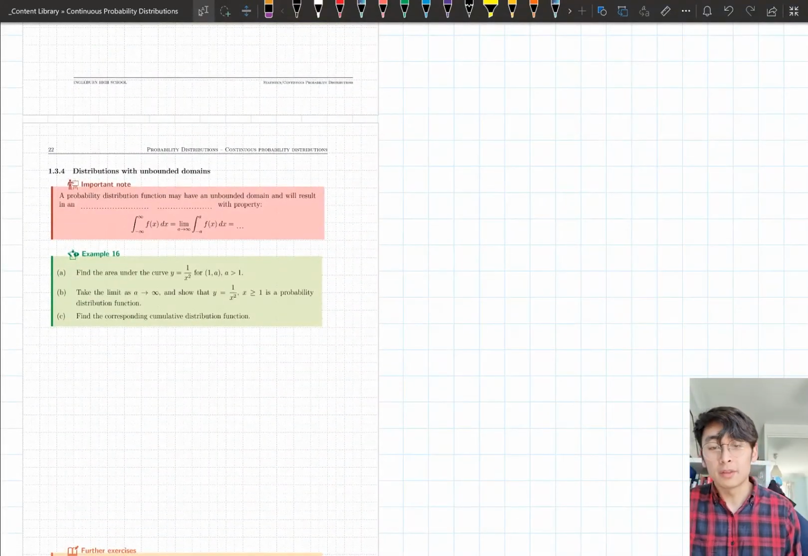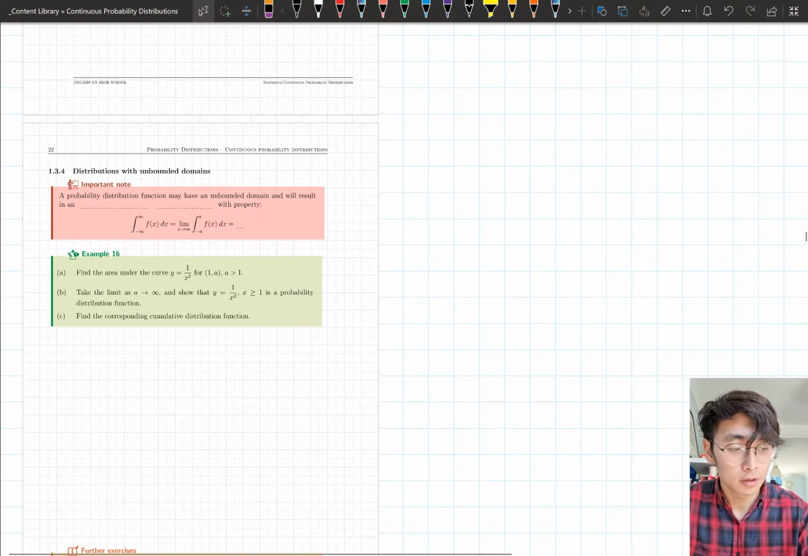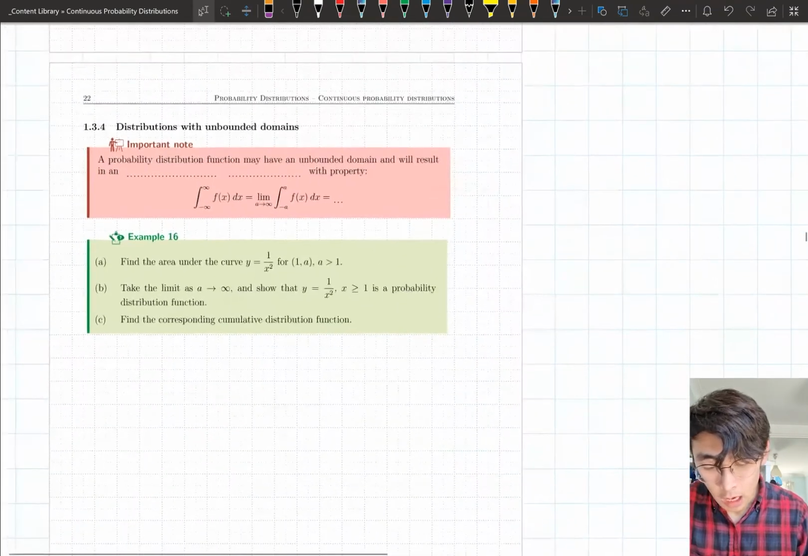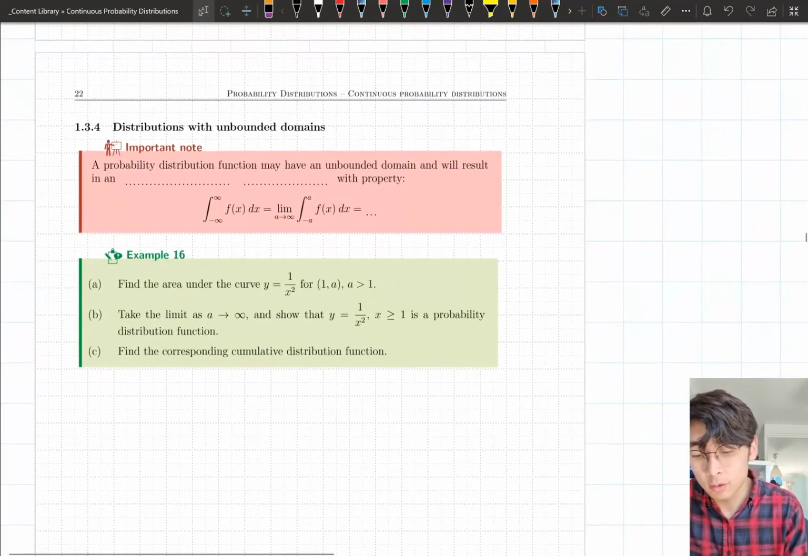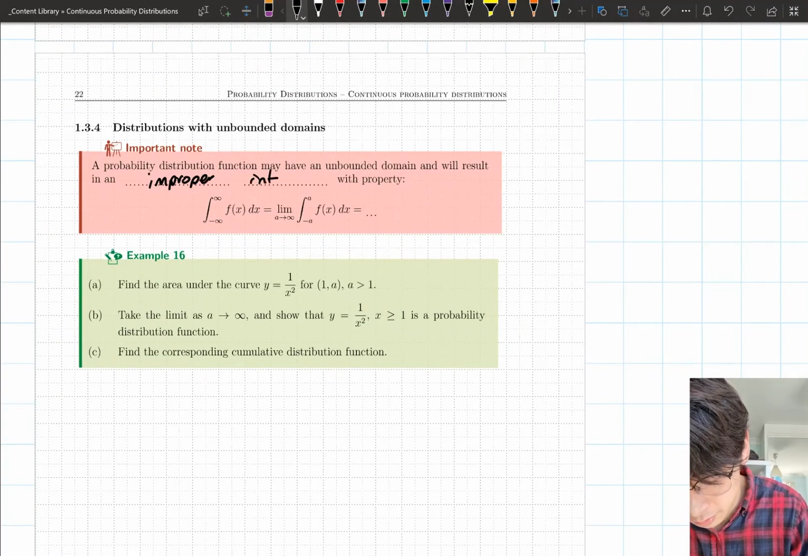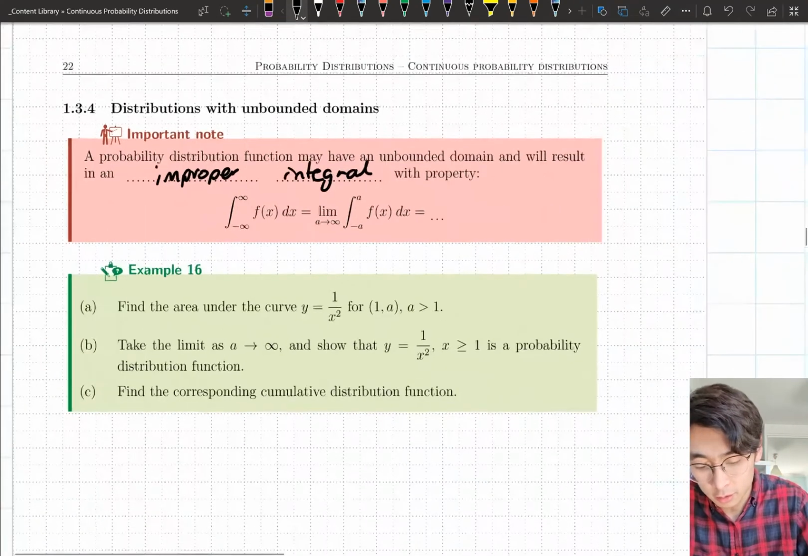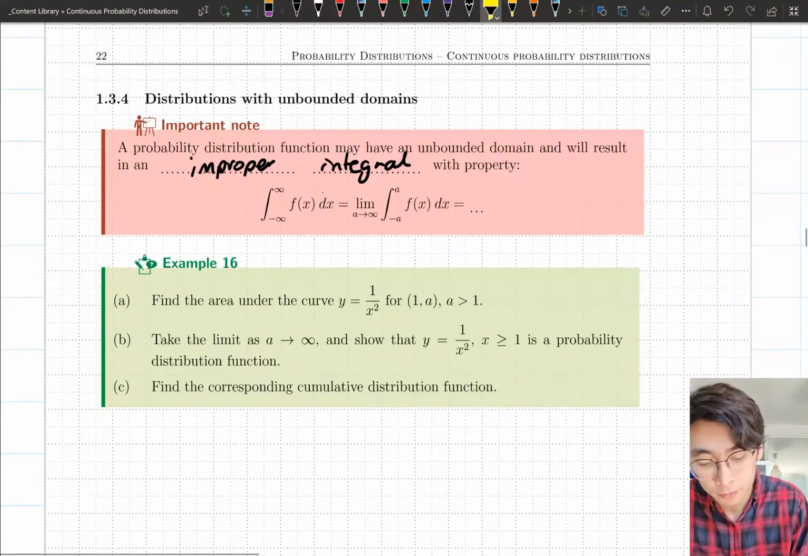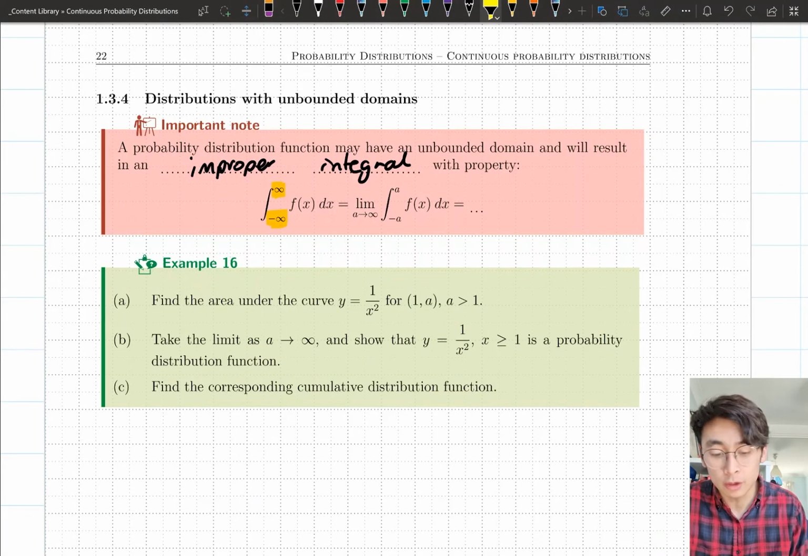I want to just quickly talk about this part here before we end this video. A probability distribution function may have an unbounded domain. This will result in an improper integral. Now, improper integrals is something that you cover in first year uni, but what we have here is you can also have an unbounded domain. An unbounded domain just means that your probability density function goes from negative infinity all the way up to infinity. And so here, the way that we do this is we just need to take a limit as a goes to infinity of both ends.